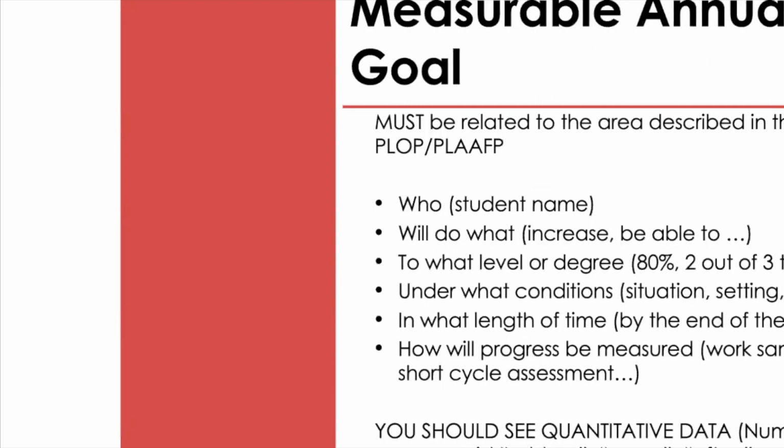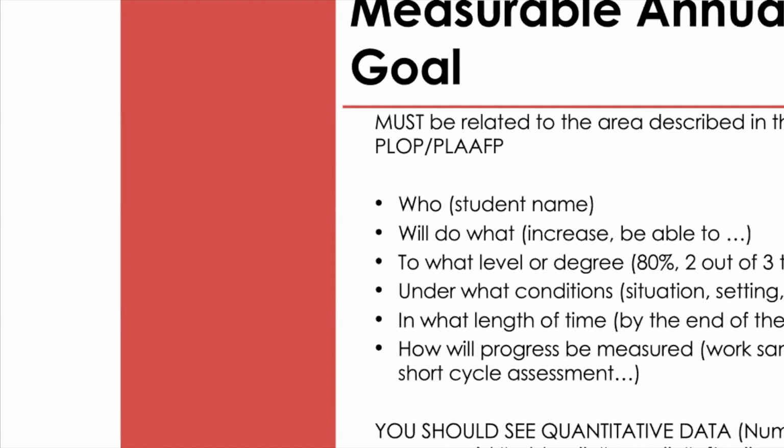When you look at your measurable annual goal, it must be related to the areas that are described in the PLOP, or the present levels of academic achievement. You need to name the student, what that student will be able to do. So don't say he, her, or the student. Actually use the student's name. What are they going to be able to do?